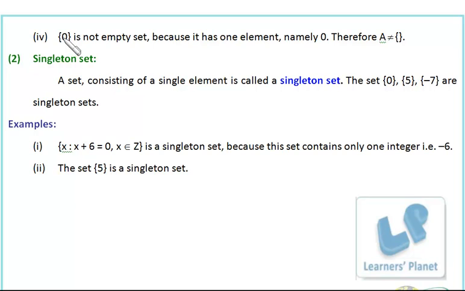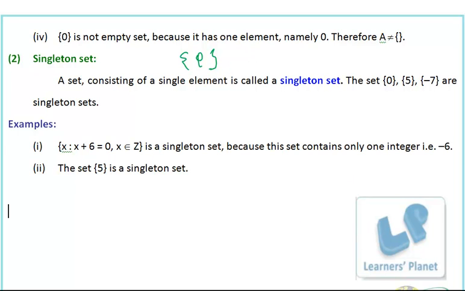Now as I told you, if there is something between these two brackets, then it is not an empty set, because there is one element. Here the element is 0. I'll give you the example of 5. If it is like this, then it is not an empty set because there is one element, 5, and that's why it is not an empty set. So you should be clear about it.